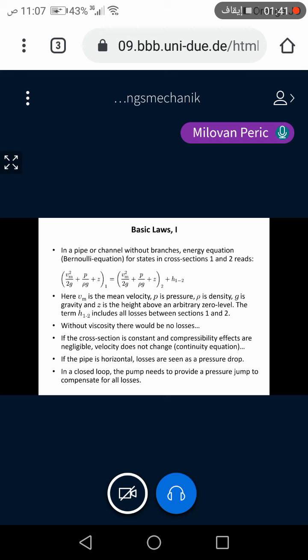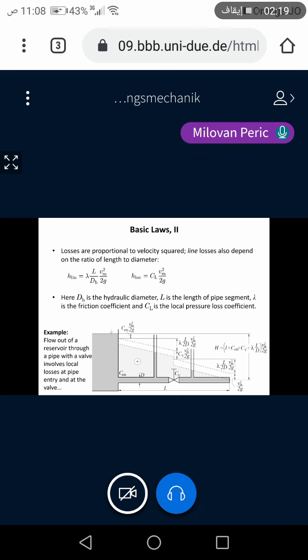Okay, and if you have a closed loop, let's say if you take the heating in a house, it's a closed loop. You have a pump, it pumps on one side, and on the other side, the fluid comes back after it has heated the rooms. So you have a closed loop, and what the pump provides is a pressure jump to cover all losses. And if you somewhere close the valve, you increase the resistance, losses are increased, and the pump will still give you the same pressure jump, but then the flow rate will be reduced because of higher resistance.